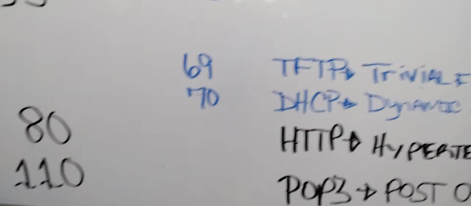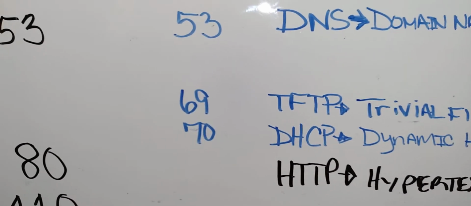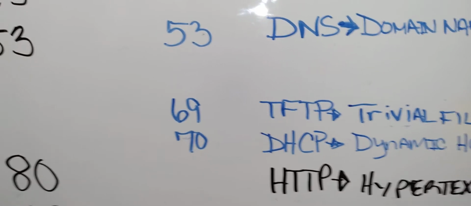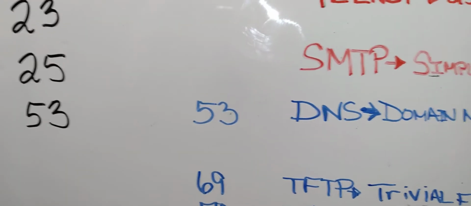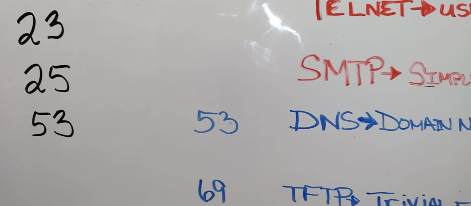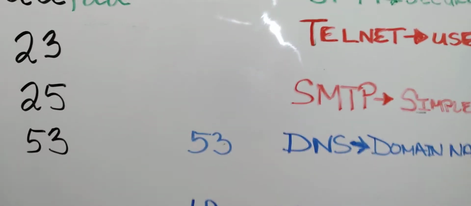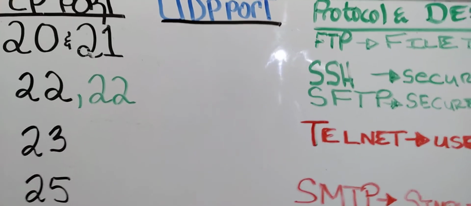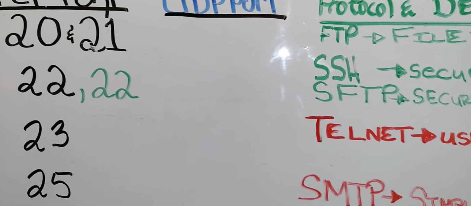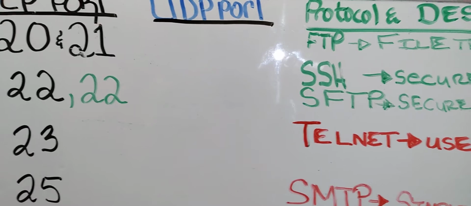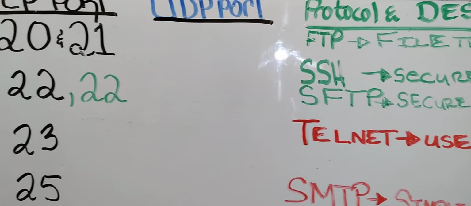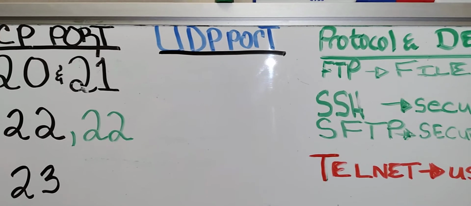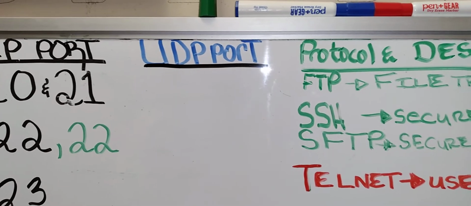110 POP3, 80 HTTP, 70 DHCP, 69 TFTP, 53 DNS uses UDP and TCP, 25 SMTP, 23 Telnet, 22 SFTP, 22 SSH, 20 FTP data, 21 FTP connection.